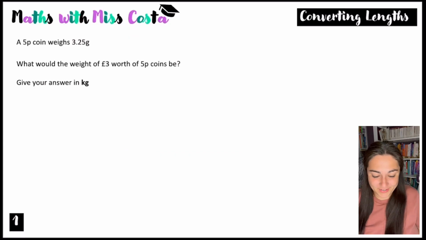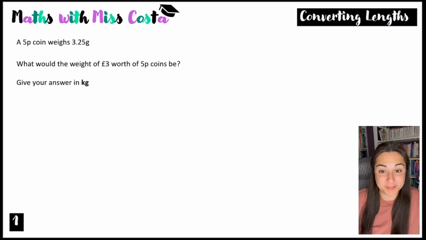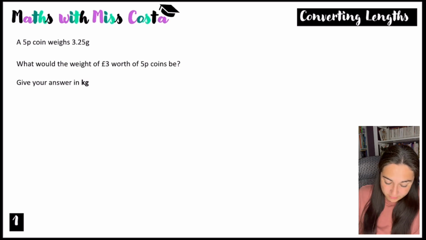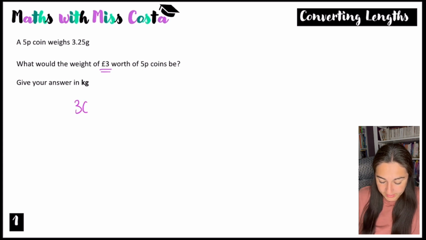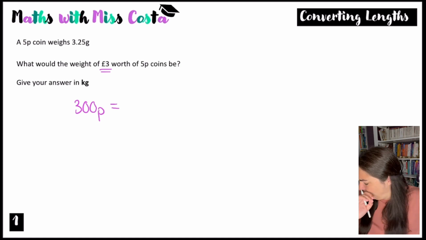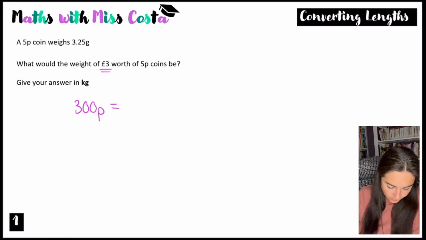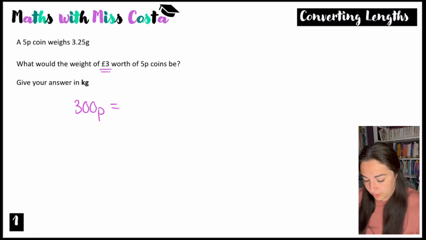Okay, so ratio. We are told that a 5p coin weighs 3.25 grams. That's actually how much it weighs. What would the weight of £3 worth of 5p coins be? Okay, so we know that £3 is equivalent to 300 pence. So how many lots of 5p fit into 300?